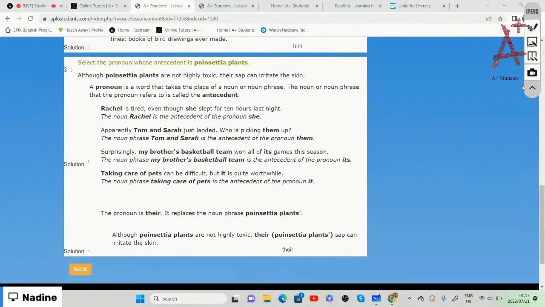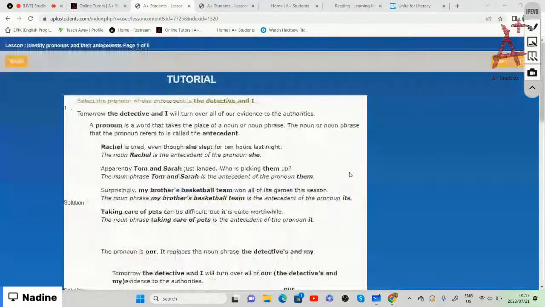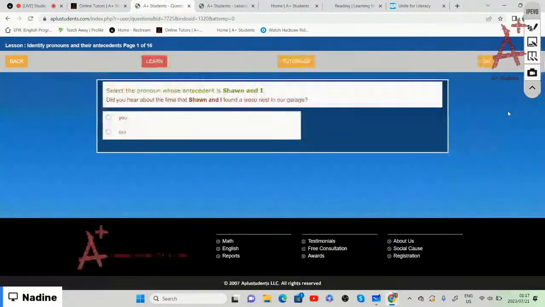All right. Okay, so that is basically us identifying pronouns as well as their antecedents, right? So we're just going to quickly do a test on identifying a pronoun and its antecedent. And remember we said that the pronoun replaces the noun or noun phrase, or not even replaces, but takes the place of the noun or the noun phrase.